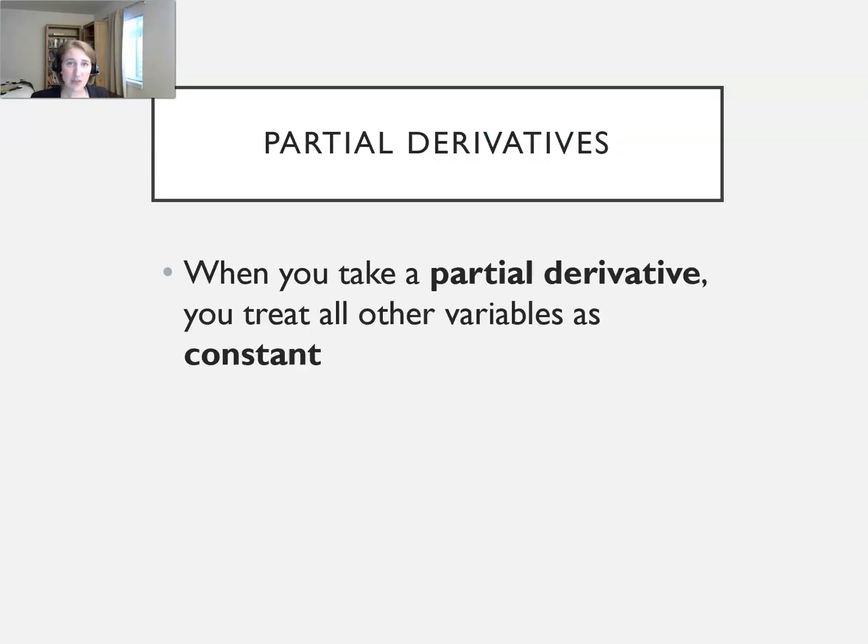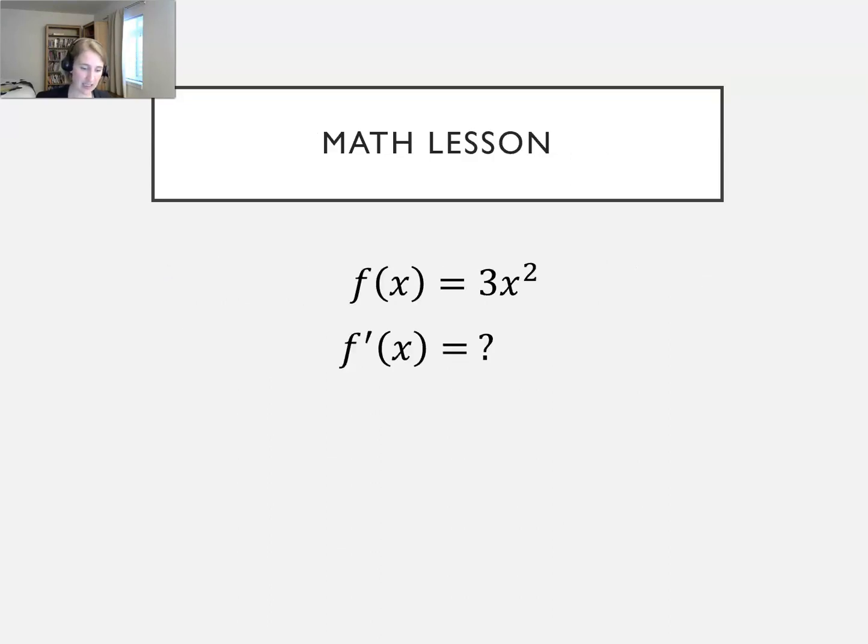So what is a partial derivative? All partial derivative means is that you treat all other variables in the equation like they're a constant. So if I were to ask you to take the partial derivative of a function with respect to x, and that function also had a y in it, you just treat the y like it's a number. So let's do some examples. That's the easiest way to see this.